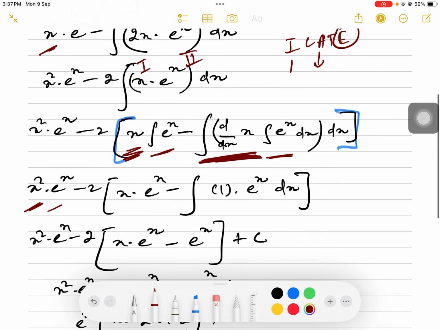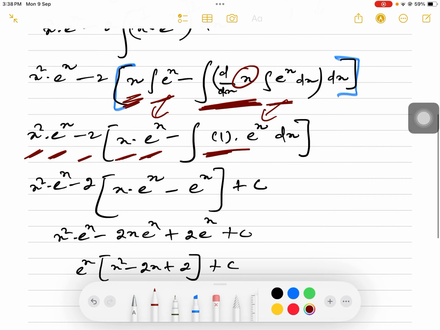So x square as it is, e power x as it is, minus 2 as it is, in the bracket x as it is, integration of e power x will be e power x only, minus the integration of derivative of x, which is 1, into integration of e power x, which is e power x only. So in the integration now only e power x is left, so its integration will be just e power x only.